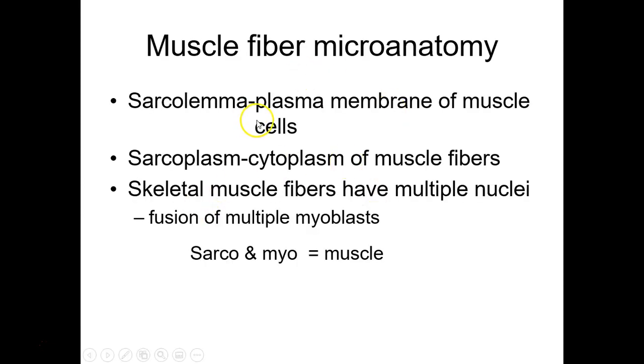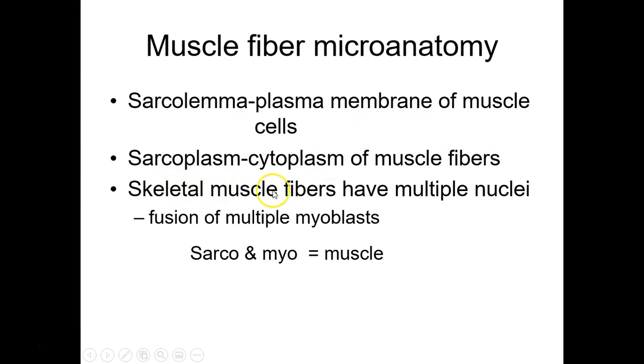All right, here's just some terminology. Sarcolemma is the plasma membrane of muscle cells, right? So it's just another name, right? Anytime you see sarco, think muscle. Sarcoplasm, same thing as the cytoplasm of the muscle fibers. Remember, fiber, cell, same thing. So that's basically the space inside.